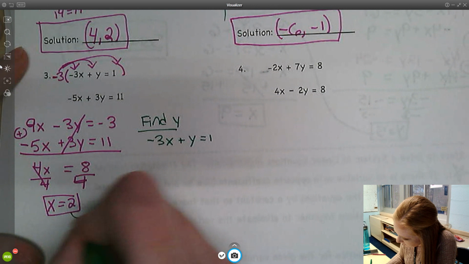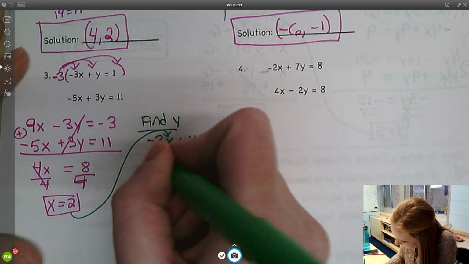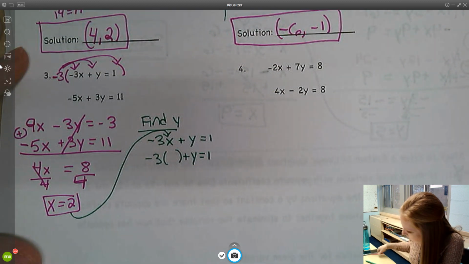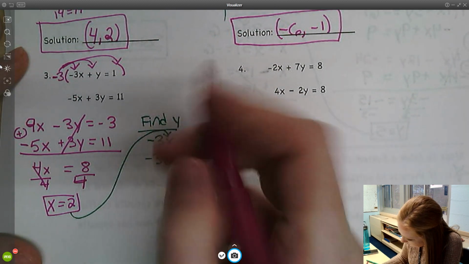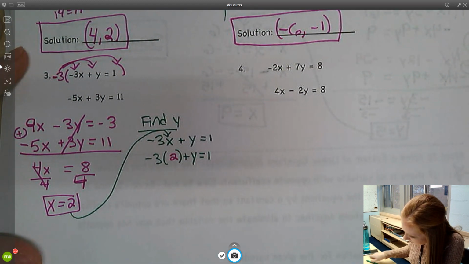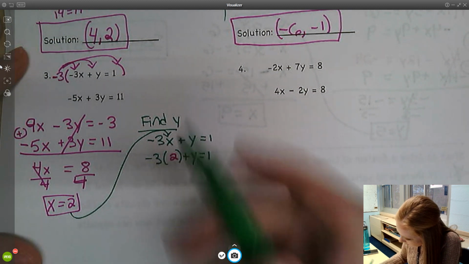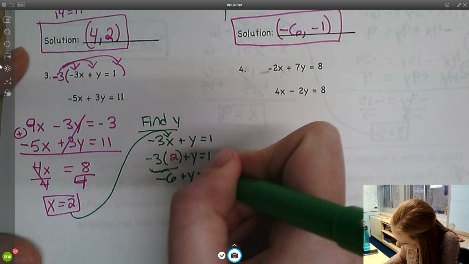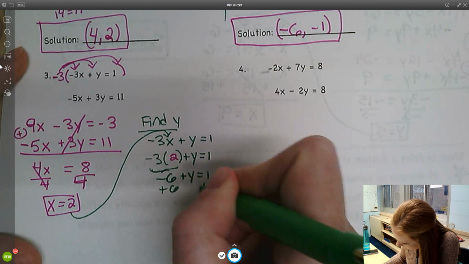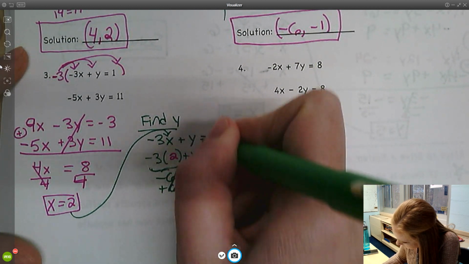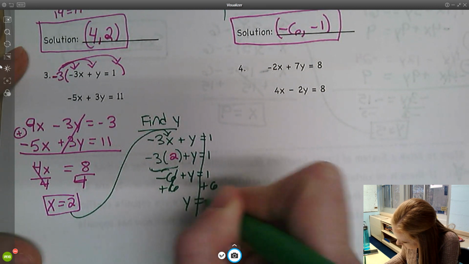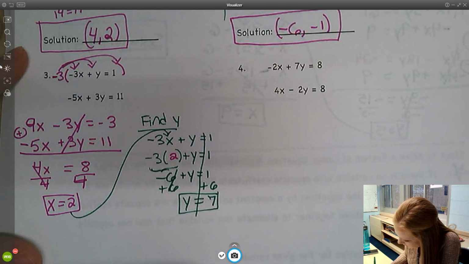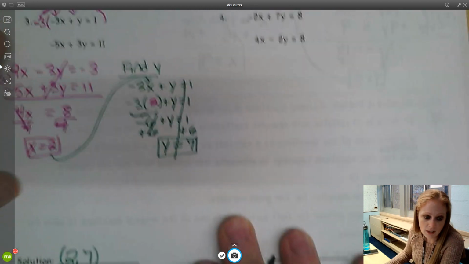All right, let's take this x equals 2 and plug that in. And then we'll solve for y. Okay, so I'm plugging in my value of x is 2. Negative 3 times 2 is negative 6. Add 6 on both sides. And we determine that y is 7. So our solution is 2, 7.